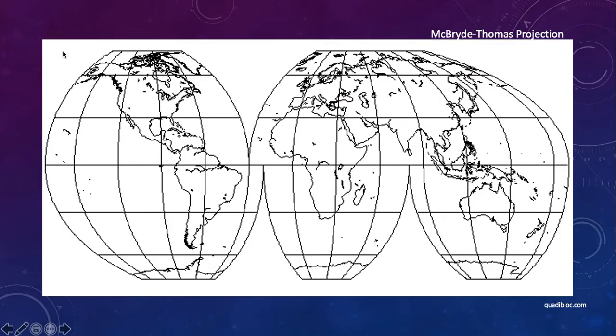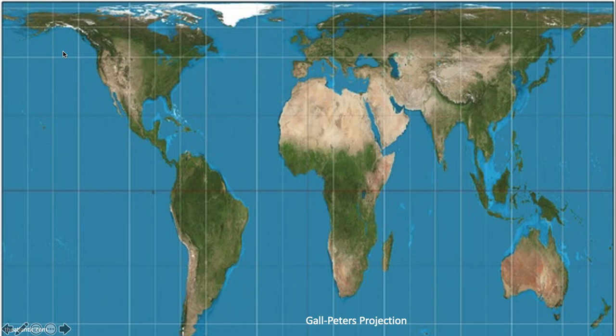This is called the McBride-Thomas projection, which actually slices the map to show the more global shape, and this has more accurate continent sizes. You can see Greenland's actually much smaller, and Africa is proportionally shown as one of the biggest land masses. This is called the Gall-Peters projection. This is one of the more accurate ones. It looks funny, but it's more accurate than the Mercator projection as far as the relative sizes of the continents.